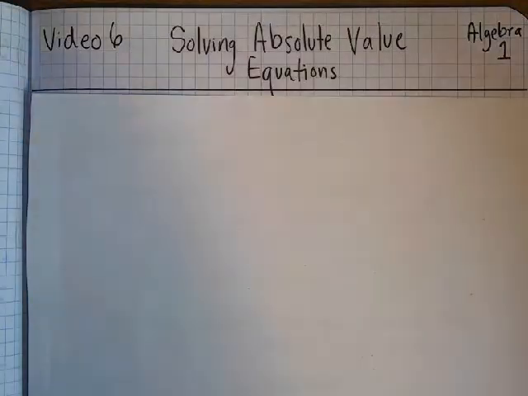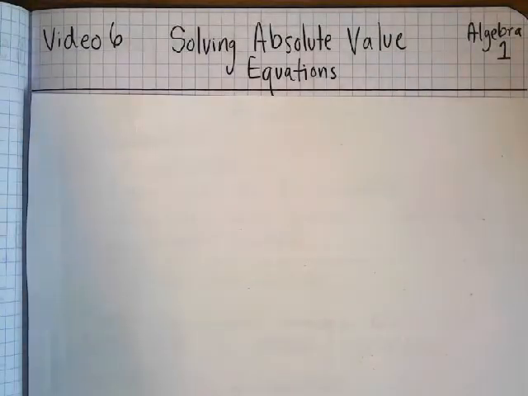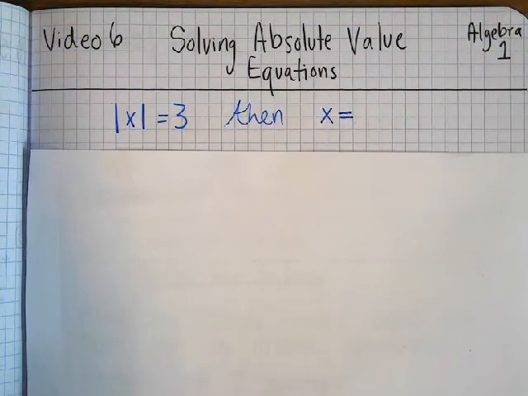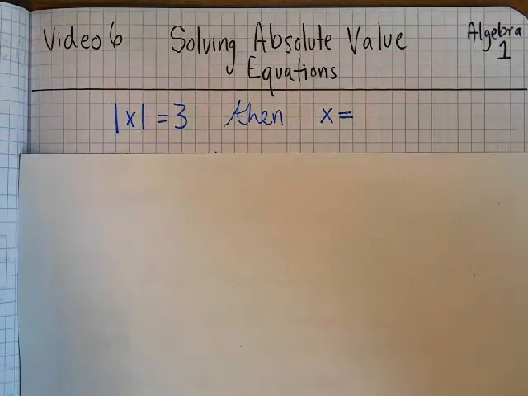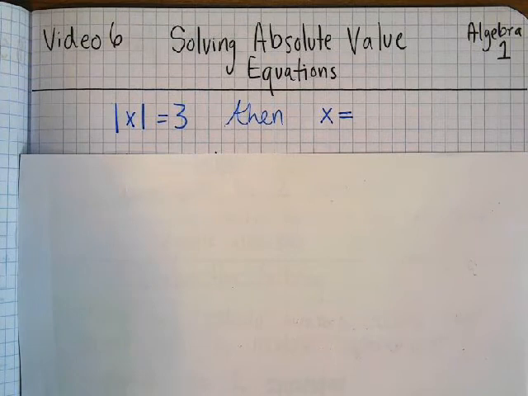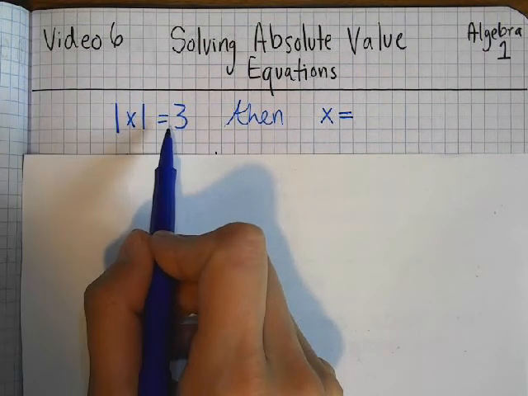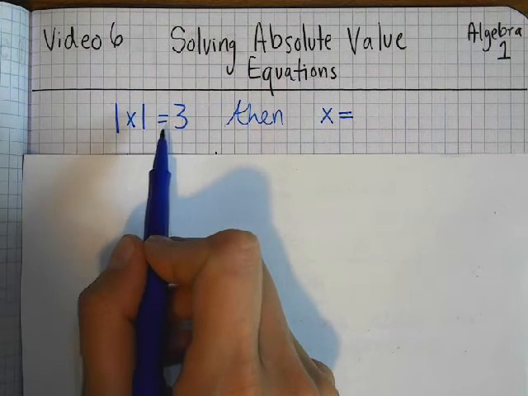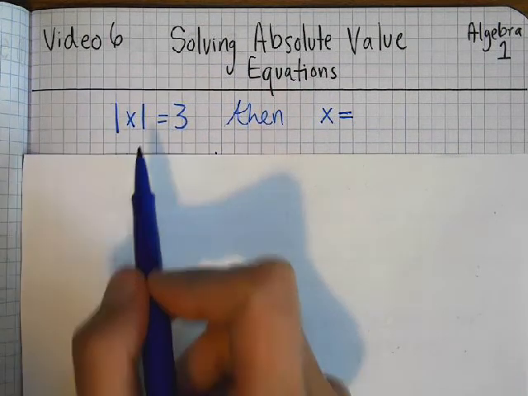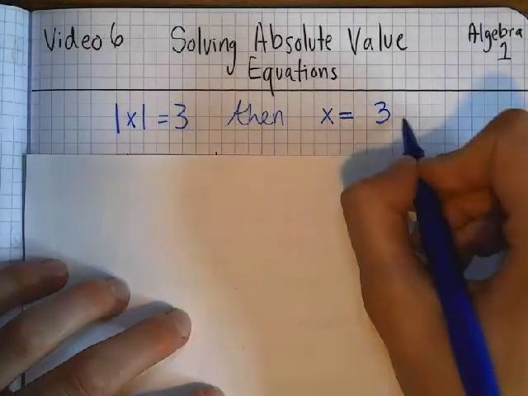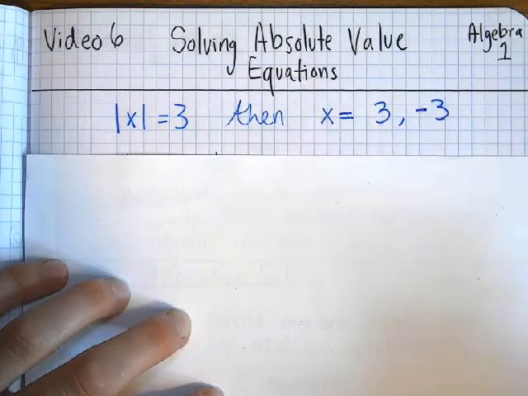All right, this is solving absolute value equations, and this is video 6 for Algebra 1. So for absolute value, we need to remember that you always have two answers. Absolute value is kind of like the distance. So if you think of the absolute value of what is 3, well, on a number line, what two numbers are 3 spaces away from 0? That would be 3 and -3.